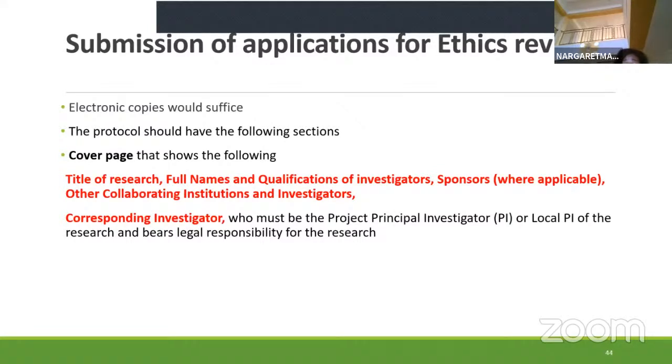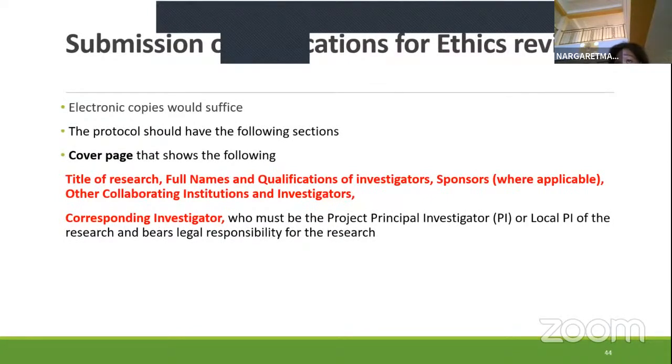So it has to have an electronic copy, as I said. They have the cover page, the title of research, full name. All these details are inside that code. I would urge you to please visit www.nrec.net. You'll get the code there. It's all entailed therein.